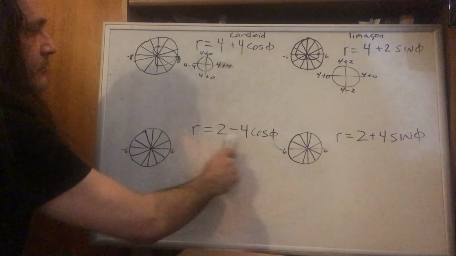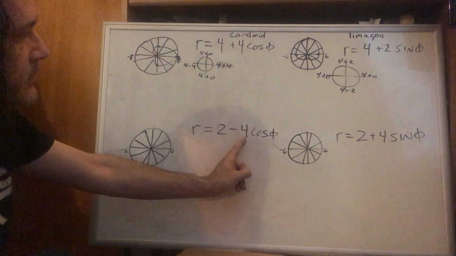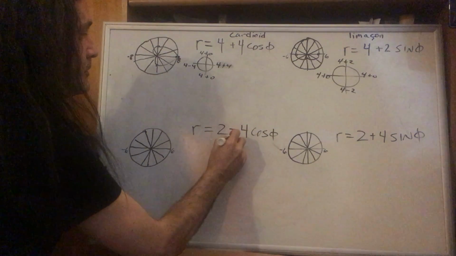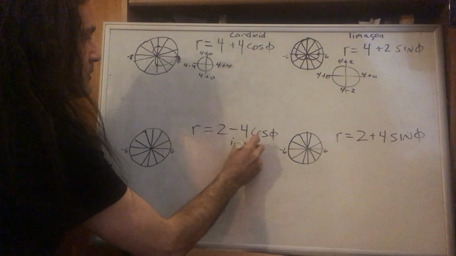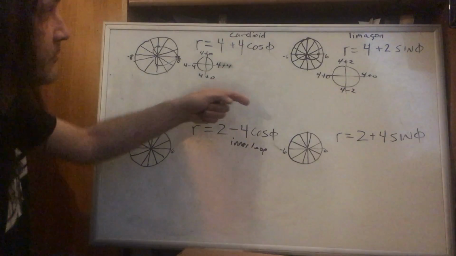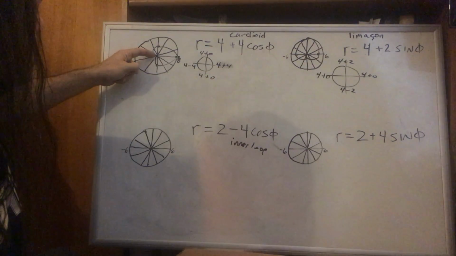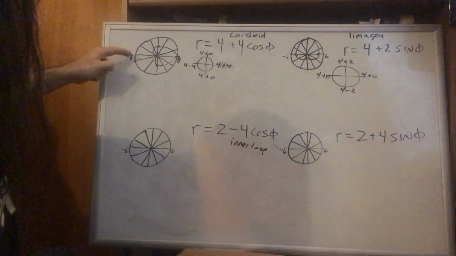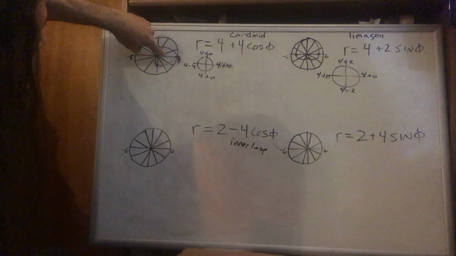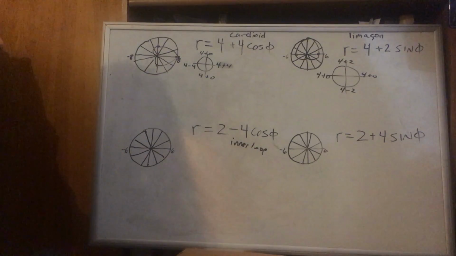Okay, so now we got this one. And notice that we're going to get a negative here. Now that's going to cause an inner loop. Because when we are at the location with the negative radius, we got to flip it to the other side. So if we had a negative radius here, pointing this way, towards the left, that means it would flip it inside. That's what's going to happen with this one.